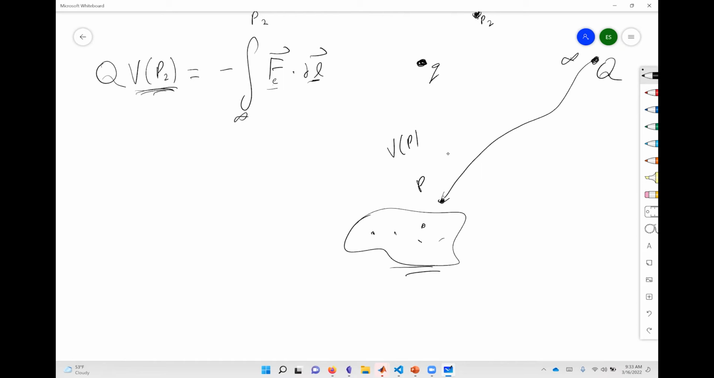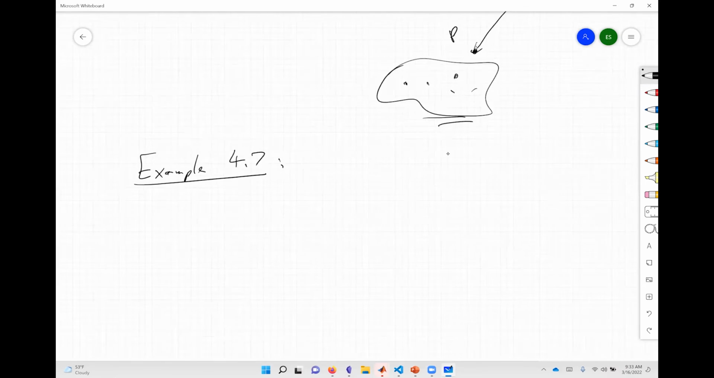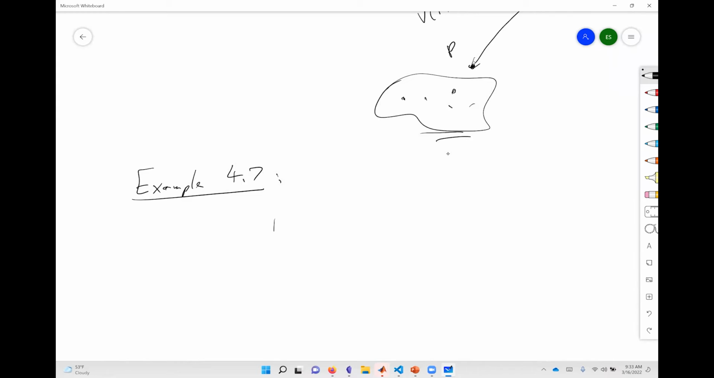So let me do an example. Three point charges. Okay, let's do example 4.7. Three point charges are arranged as shown in this figure. So it's just two-dimensional, X, Y. They're arranged on a plane.